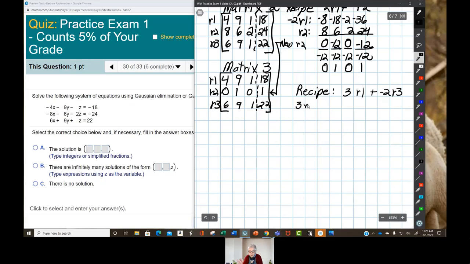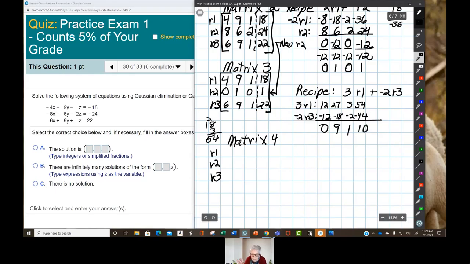So 3 row 1 is going to give me 3 times 4 is 12, 3 times 9 is 27, 3 times 1 is 3, and 3 times 18 is 54. Let's make sure. 3 times 8 is 24, carry the 2. 3 times 1 is 3 plus 2 is 5. Okay, now this is the new row 3.